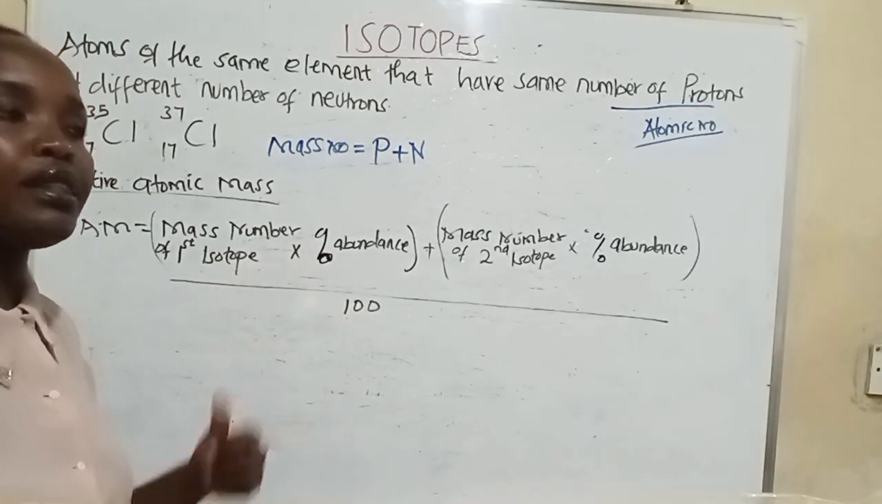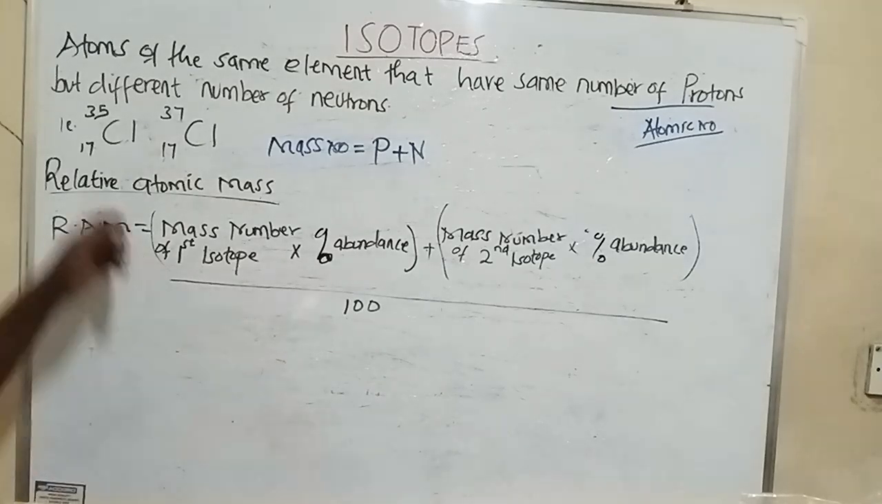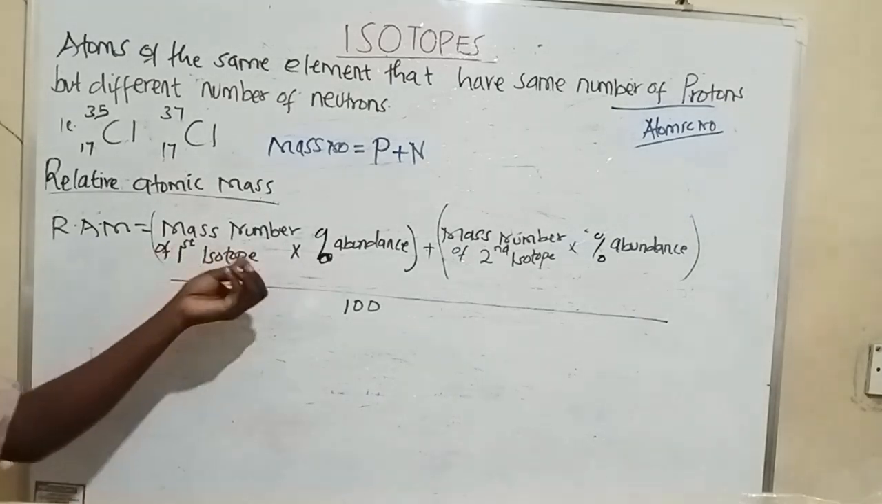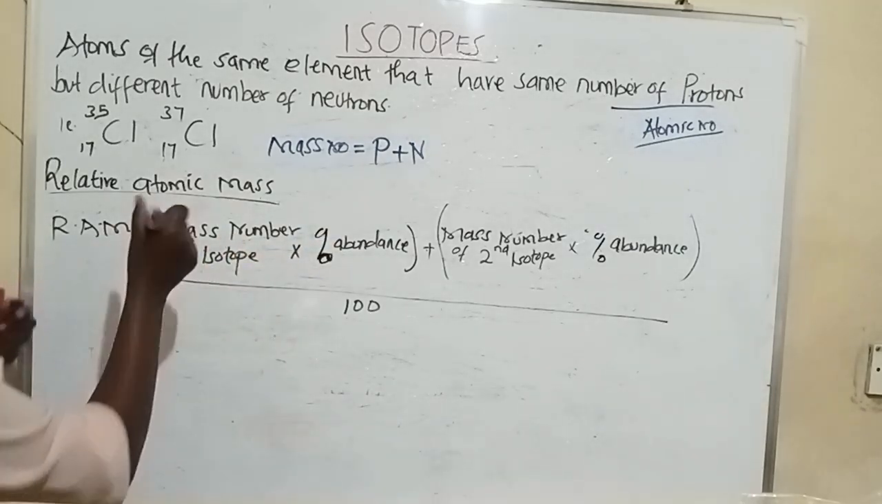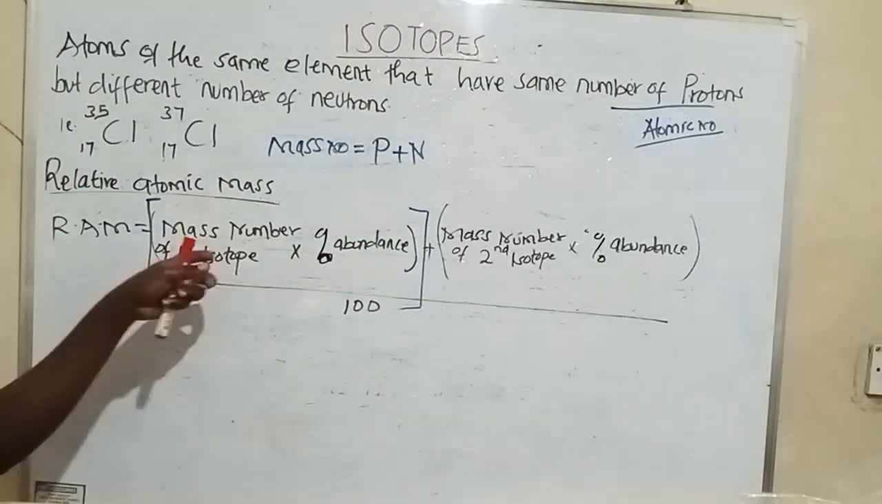You're told to calculate the relative atomic mass of an isotope. And how do you do this? The relative atomic mass, or R.A.M, is given by taking the mass number of your first isotope and multiplying by the relative abundance of your isotope, which you're normally given in a question. You work out this first part.